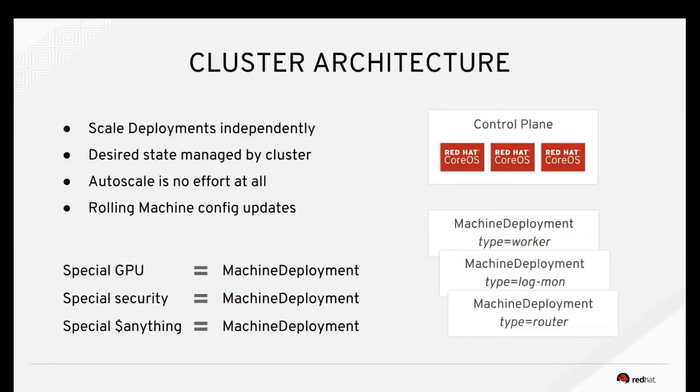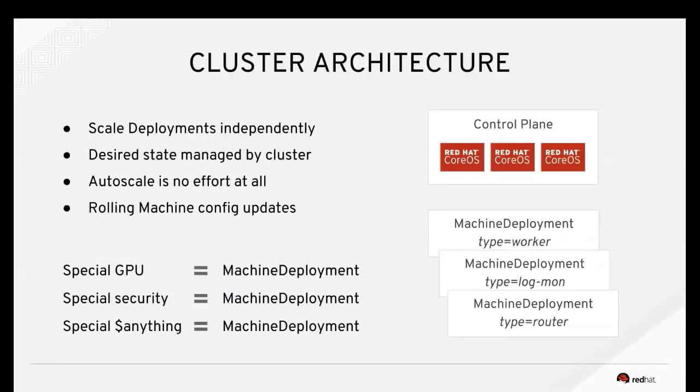So as you see here, we have different types of machine deployments that I kind of showed you guys. There's the worker, the logging monitoring, the router. You could scale out each of those machine deployments independently. You could set the desired state in the cluster. Auto scaling you get for free with this. And then it also does rolling machine config updates.